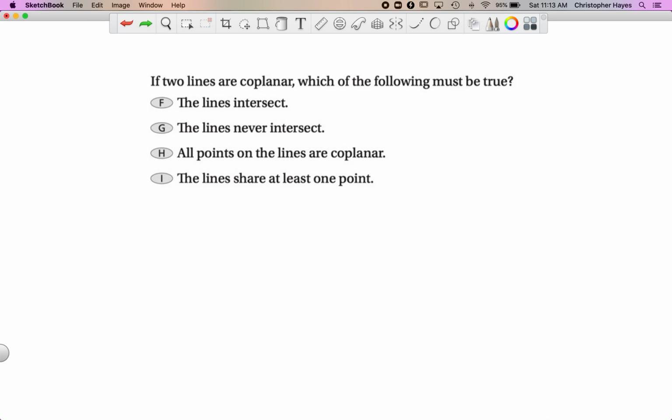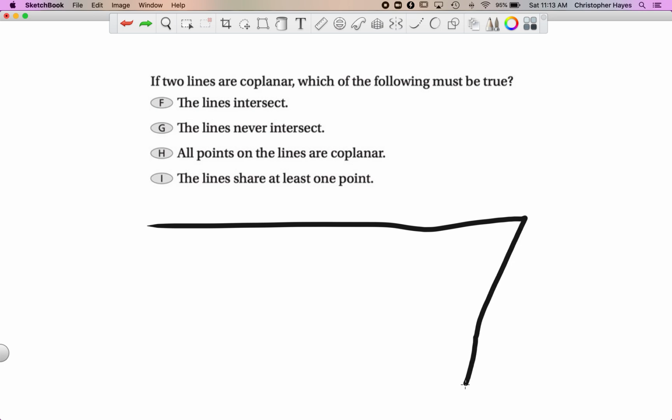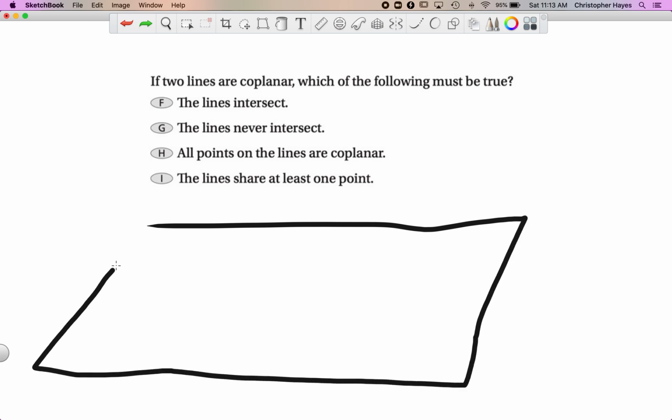All right, so the first problem you guys are having trouble with on the homework is: if two lines are coplanar, which of the following must be true? Okay, so let's draw a big plane here. There's a plane. Okay, let's go through them. Which of the following must be true?